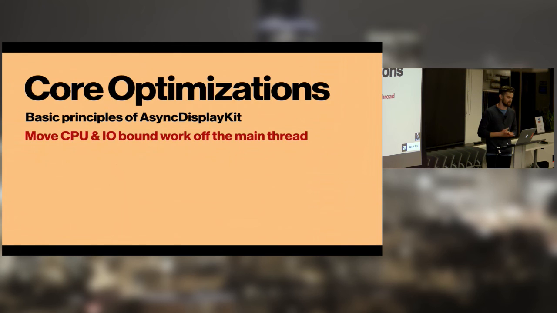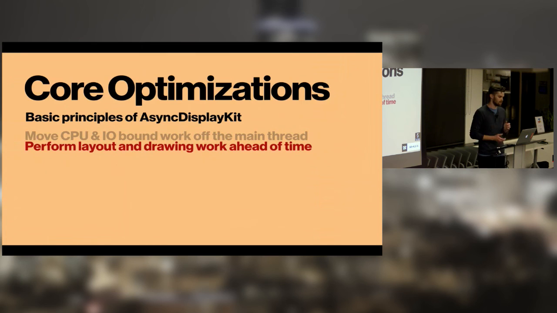First, we move the CPU and I/O bound work off the main thread. We can't help that drawing and layout are slow processes, but we can make them concurrent and potentially utilize the multiple cores on our devices. Beyond concurrency, let's also make this work asynchronous. By asynchronously calculating layout and drawing the backing image, the user doesn't have to wait for the CPU-intensive work to complete. AsyncDisplayKit intelligently dispatches this work ahead of time, so more time is available to handle incoming touches and to commit more frames.